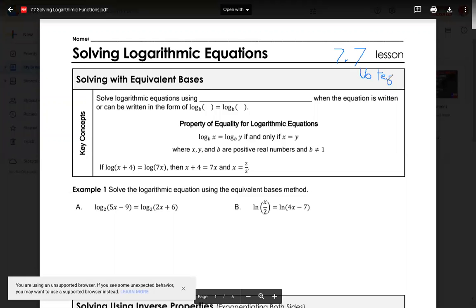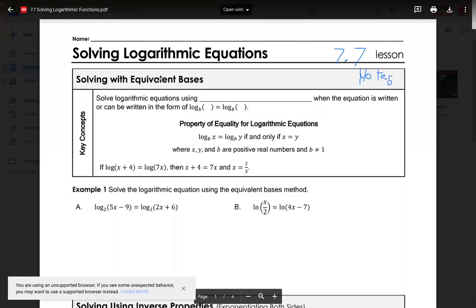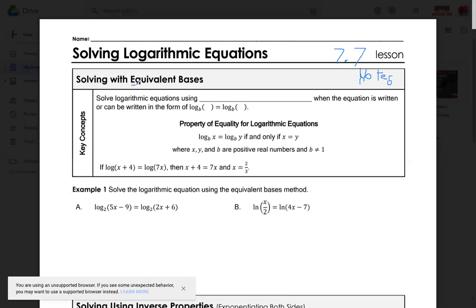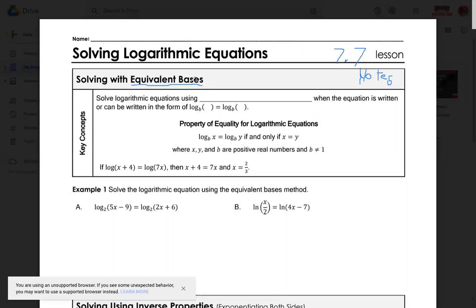Now, basically what you're going to do here is going to be very similar to what we've done in the past, except we were solving exponentials. So if you read right here, equivalent bases. When you're looking at a log and you're solving it, one of the first things you want to look at is to see if they have equivalent bases. So let's go ahead and fill in this vocab. Again, that's just equivalent bases. So I'm just going to put an arrow right there.